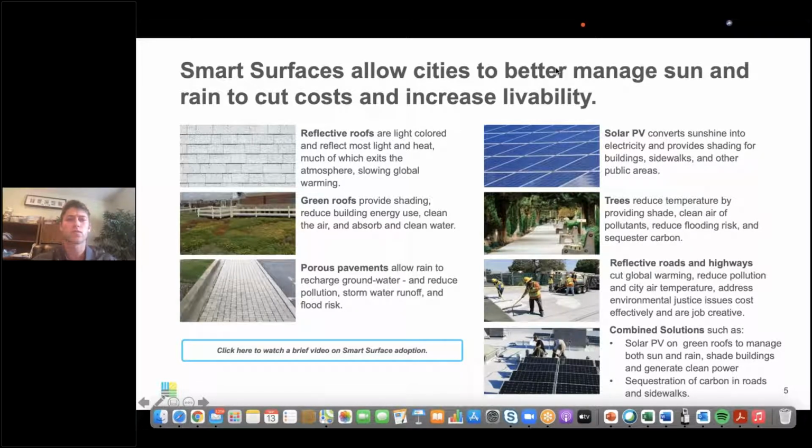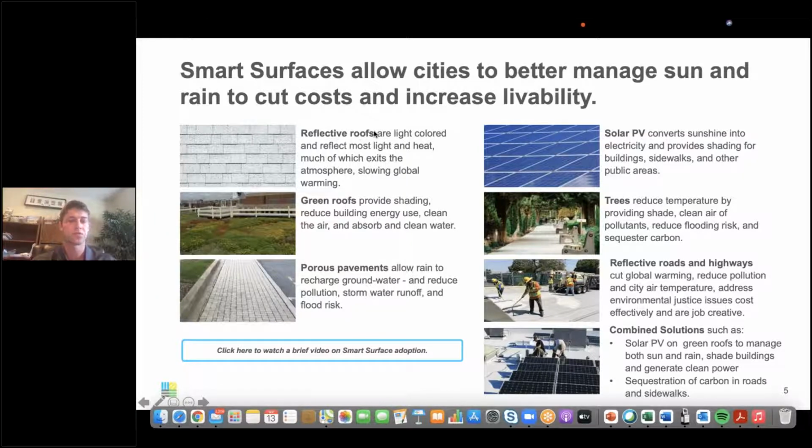The couple of buckets that smart surfaces fall into are, A, surfaces that reflect light. These can be reflective roofs and reflective pavements. We also include reflective pavement coatings, which Greg should touch on in the presentation after. We also include green infrastructure, so any kind of infrastructure that limits stormwater runoff.